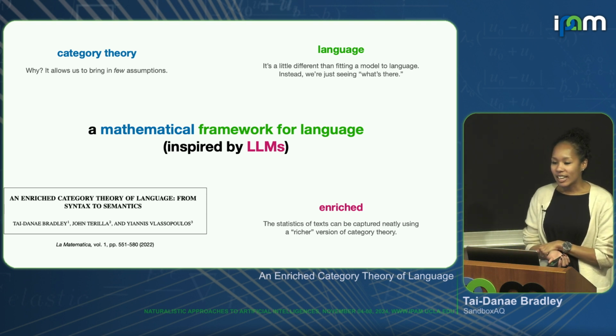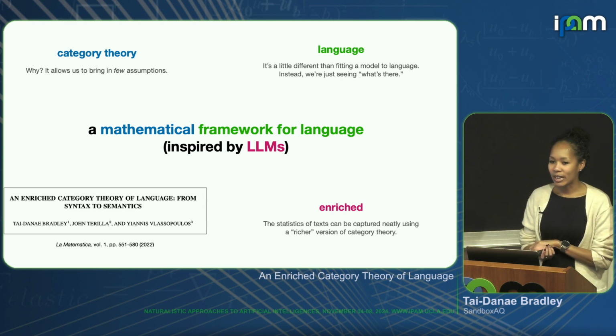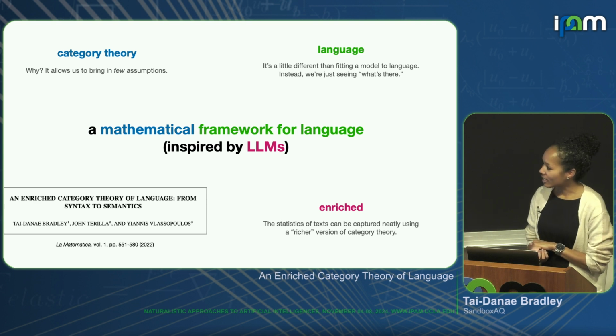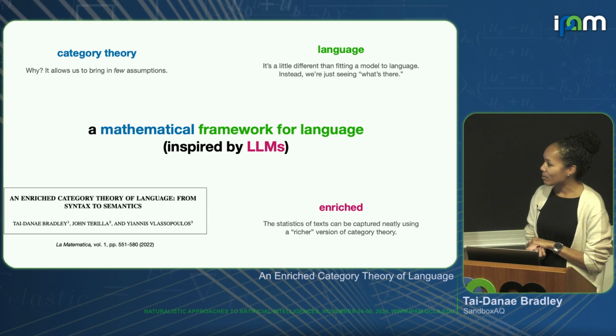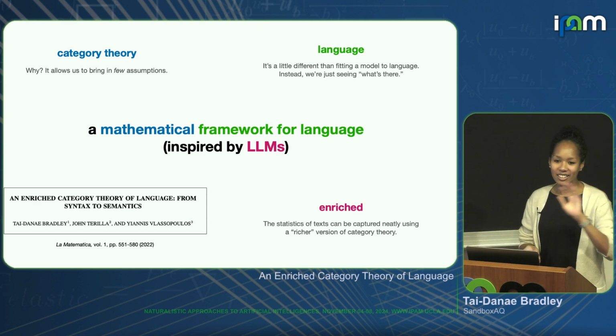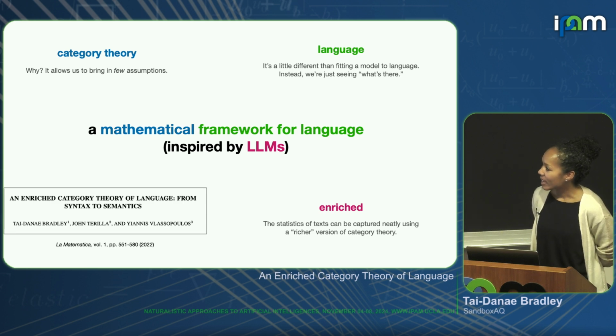Everything I'm going to say today is based on joint work with John Terilla, who's a mathematician at the CUNY Graduate Center, and Yiannis Vlassopoulos, who's at the Athena Research Center and the IHES. This is in a paper of the same title as this talk. And then at the end, I'll share some new results. So this was from 2022.